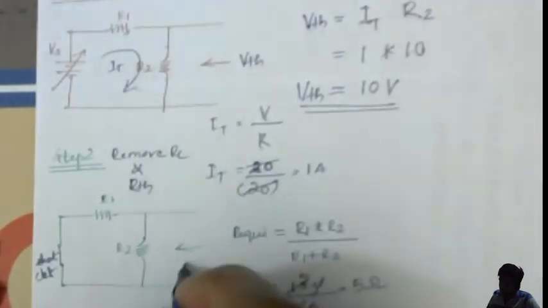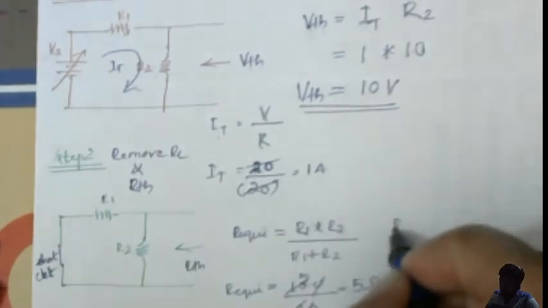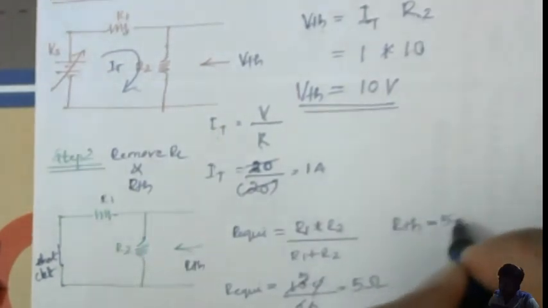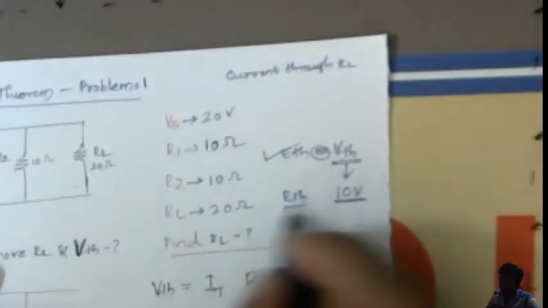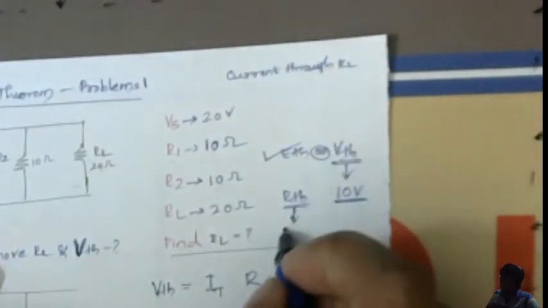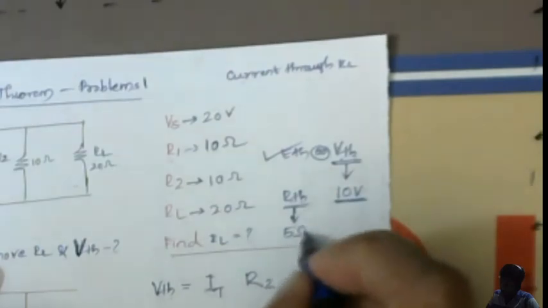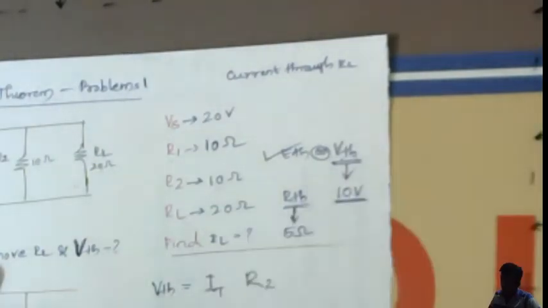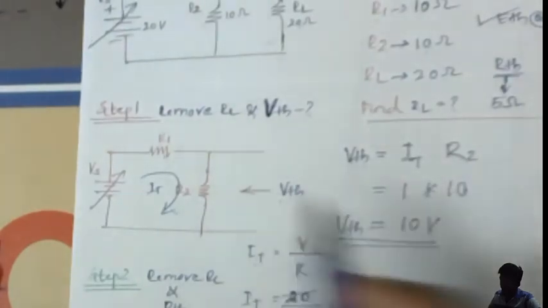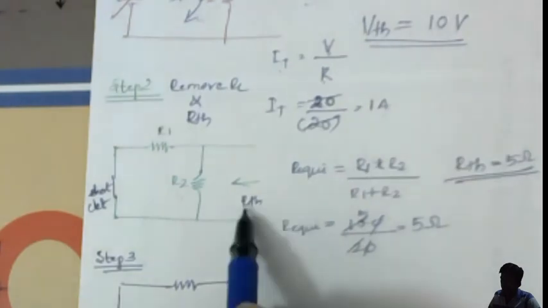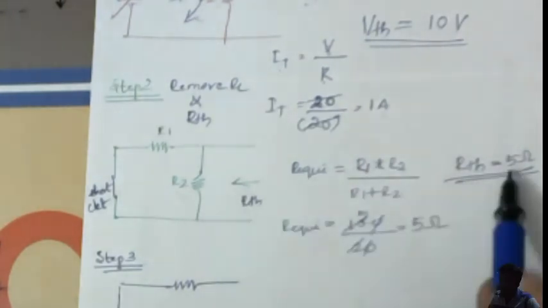This is nothing but RTH equal to 5 ohm. So the value of RTH is 5 ohm. Now I already found VTH, the VTH value is 10. I already found RTH, the RTH value is 5.